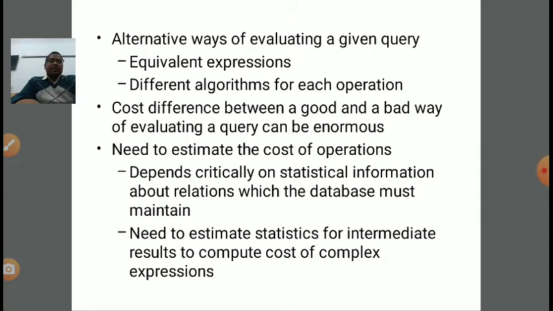Now it is necessary to estimate the cost of an operation. It depends critically on statistical information about relations, which the database must maintain, right? Next, we need to estimate statistics for intermediate results to compute the cost of a complex expression, right? So it depends critically on statistical information about relations that the database must maintain, and it needs to estimate statistics for the intermediate results to compute the cost of a complex expression, right?